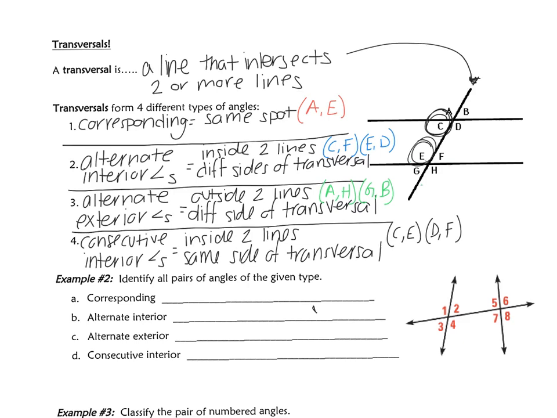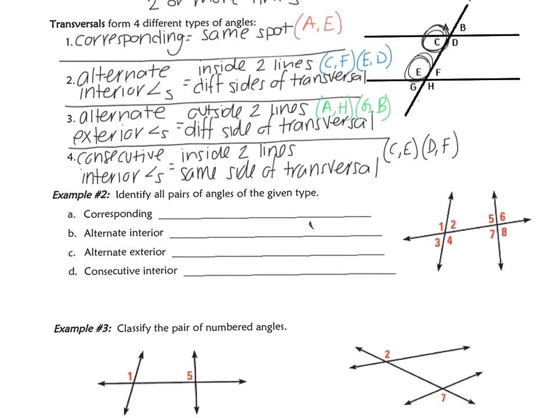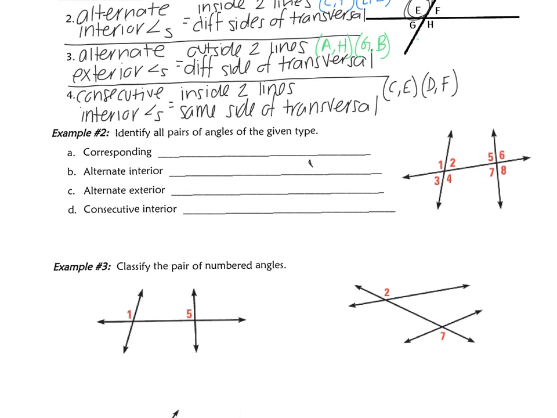Now these are super important that we practice, that we understand, because they are 4 different types of angles and they all will be used in this chapter. So let's do a little practice on it. I'll set you up with example 2 and then I'll have you finish it off.